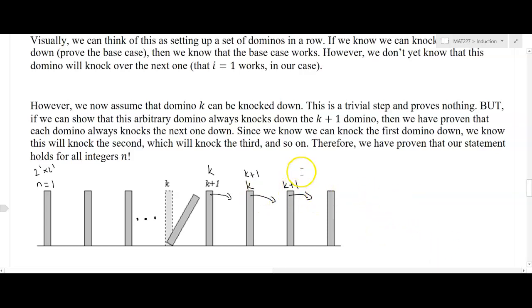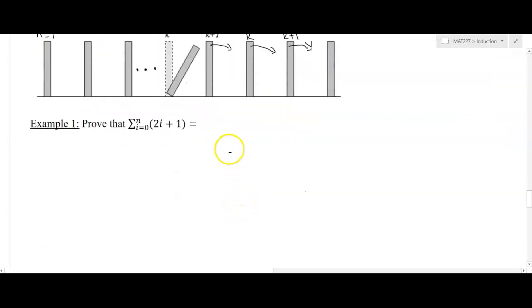So that proves from those 3 statements that this works for all n, because if it works for the first case, and by assuming that it works for some arbitrary case, that it always works for the next case, that means that n equals 1 knocks down n equals 2. N equals 2 knocks down n equals 3. N equals 3 knocks down n equals 4. But we had to make this general argument, otherwise we would be limited only to our particular values.